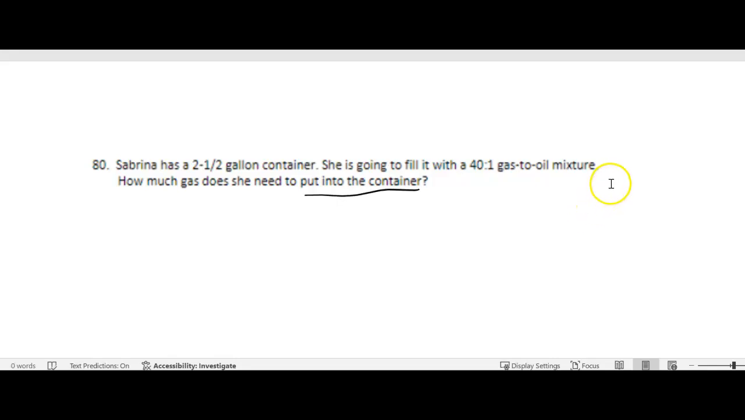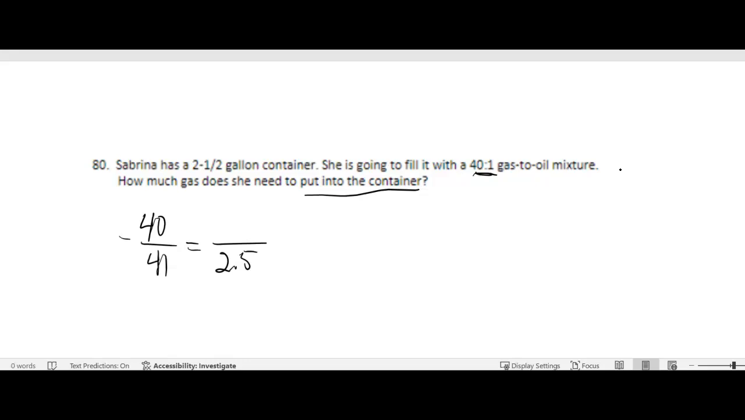So I could try to figure out my ratio as 40-to-1, but sometimes we like to do the gas or the oil to the total. Okay, so you could set it up 40-to-1 gas to oil, or you could set it up 40 to 41. There's 41 total parts, 1 part oil, 40 parts gas. And the reason I chose to do it that way is because the 2.5 gallon container is going to be the total liquid in there.